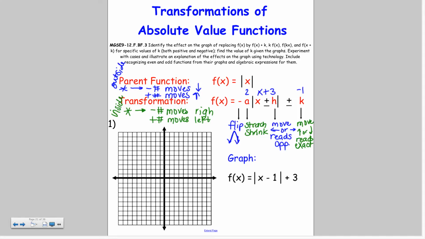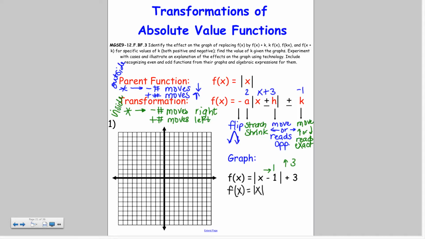So if we look at this first graph right here, if we had f of x is equal to the absolute value of x, that's what we graph first. But this number right here is going to cause our graph to move. It's a negative 1, so it's going to move right. On the outside, it's a positive number, so it's going to move up 3. Let me erase this little blue arrow so you're not getting confused. So this is going to cause us to move right 1, and this is going to cause us to move up 3.